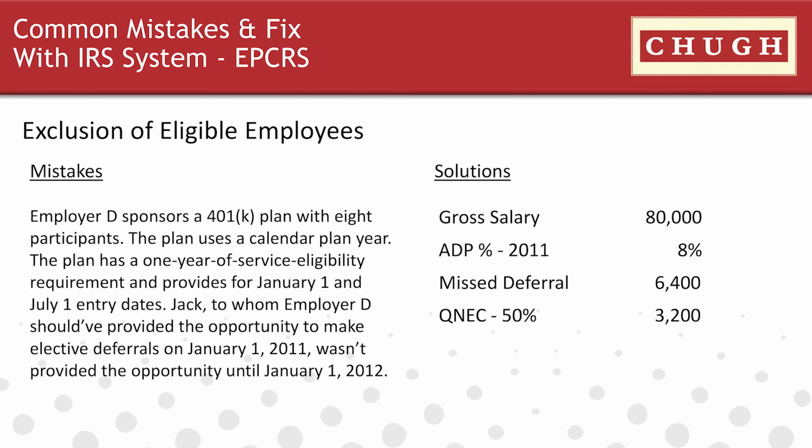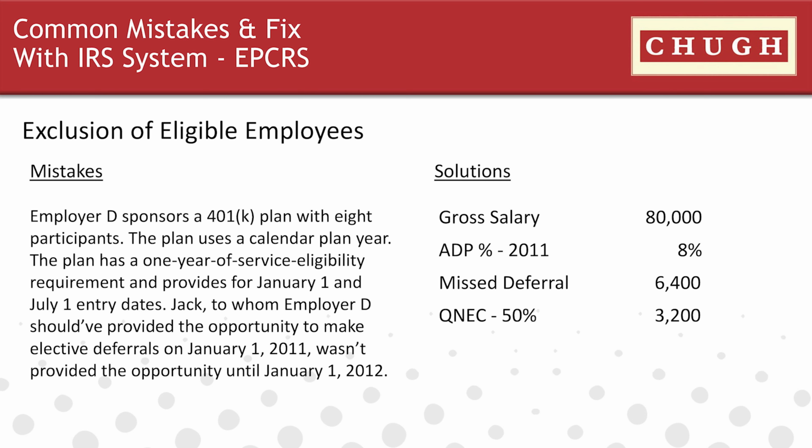So how can the employer fix this? This is a non-safe harbor plan. The solution to fix this error for Employer D is, say for example, Jack's salary for 2011 is $80,000. The actual deferral percentage for the plan for non-highly compensated employees is 8%. Jack is a non-highly compensated employee for Employer D. So the missed deferral for Jack in 2011 is 80,000 times 8%, which is 6,400. If Jack had been given an opportunity on January 1st, 2011 to contribute to this plan, he would have contributed the 6,400 to the plan.